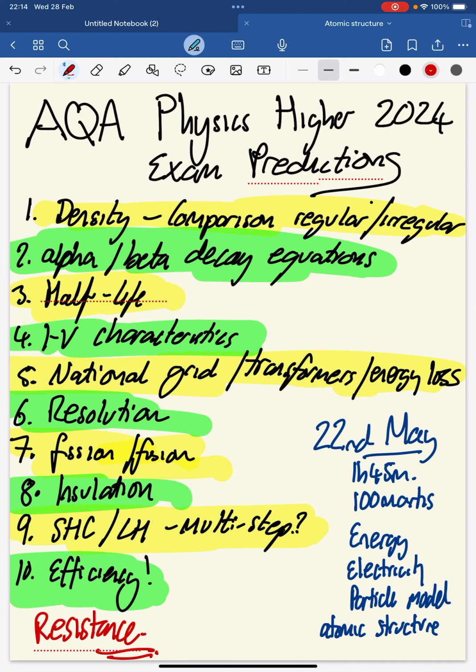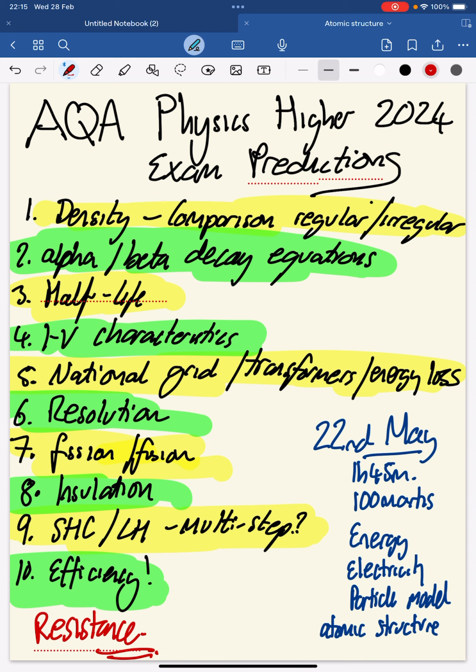IV, that's current potential difference characteristics. Those are the graphs that you've looked at as part of a required practical, looking at potentially a fixed resistor, maybe a filament bulb and a diode. Make sure you're familiar with those and how to set up that practical as well.